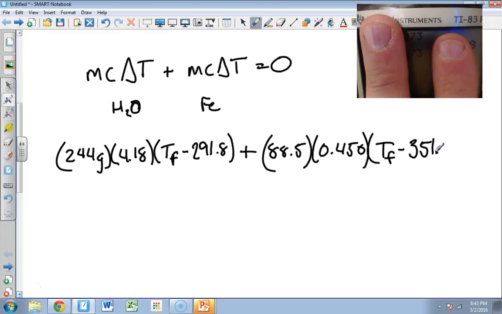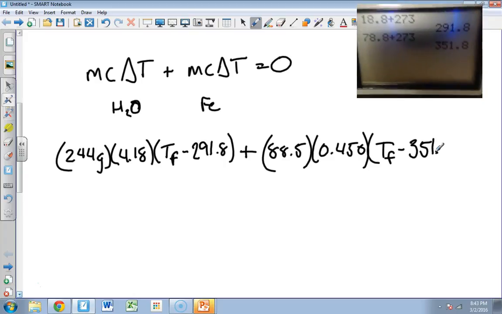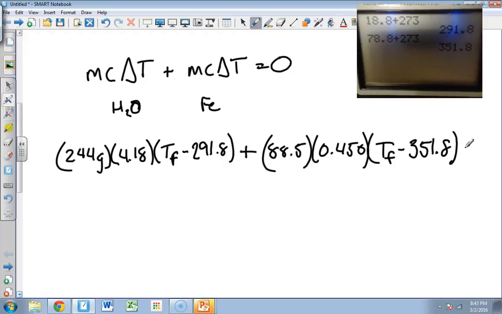Okay, 351.8, and all of that equals 0. So now this is where the hard math comes in. It's not hard math, you just have to be careful with it. You have to multiply and combine like terms.